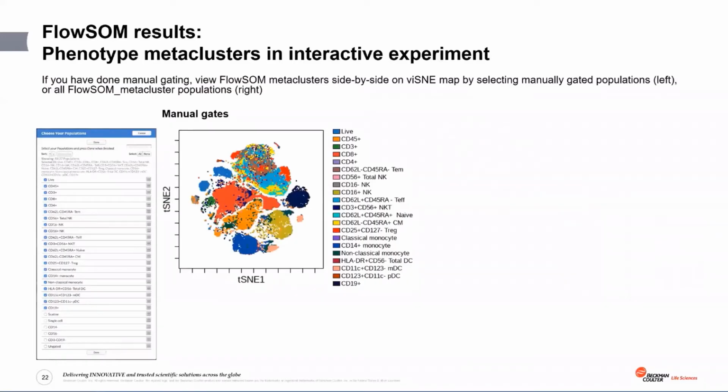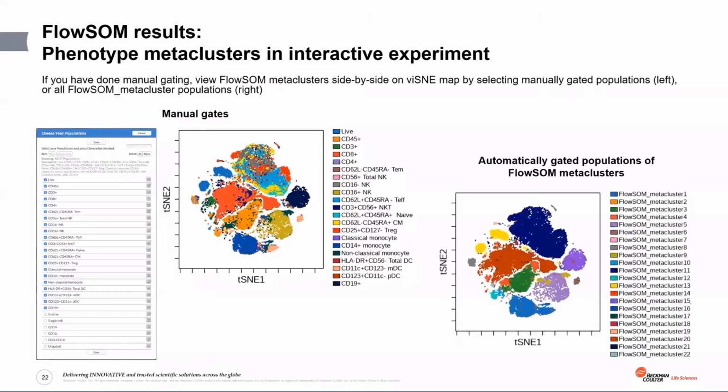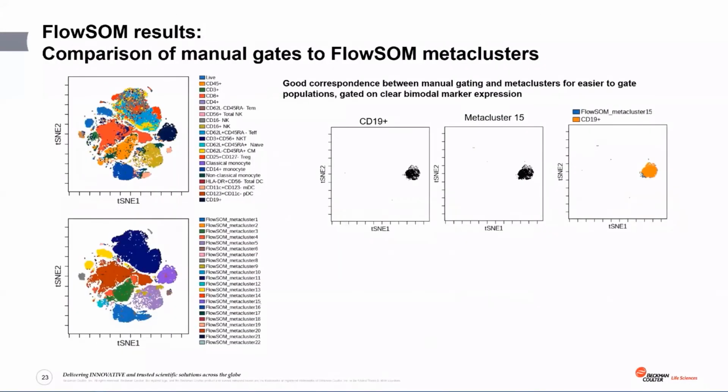If you've done any manual gating, you can use those gates as a starting point for interpreting the metaclusters. On the left are the manual gates I made overlaid, and on the right, the metaclusters. You can see how much clearer the islands are when overlaid with the metaclusters than with the manual gates. So you can use this strategy to assess correspondence of the metaclusters with the viSNE islands and with your manual gating. We can see pretty good correspondence between major populations in particular.